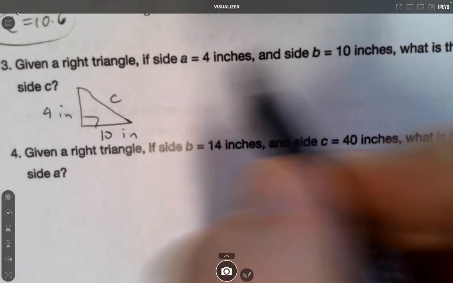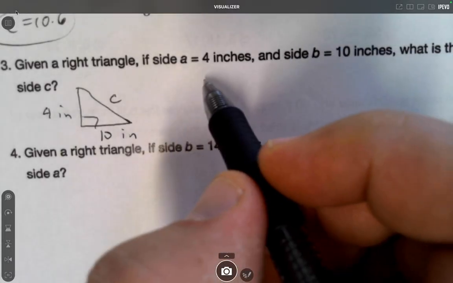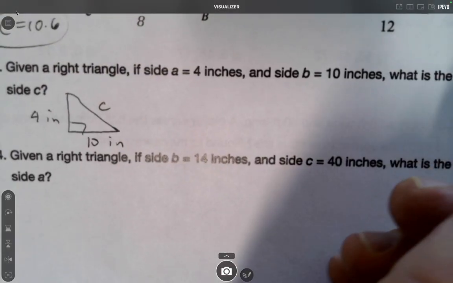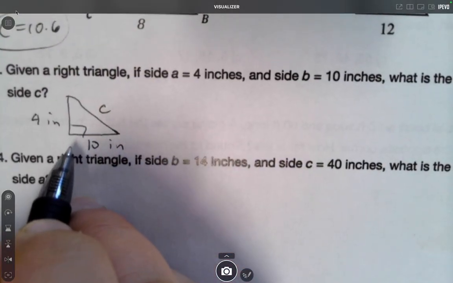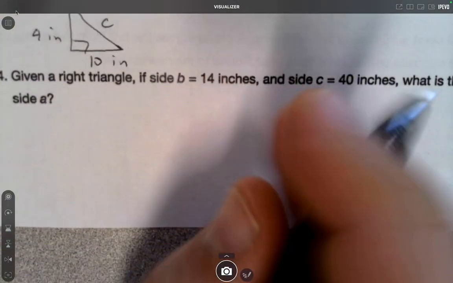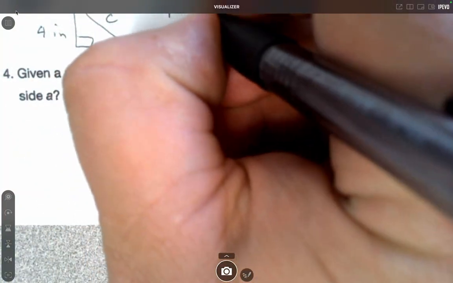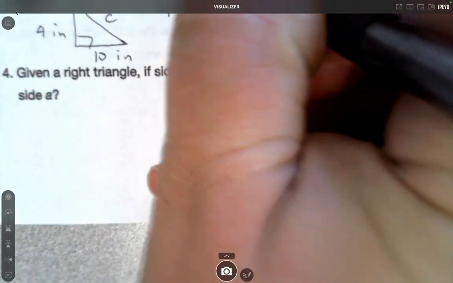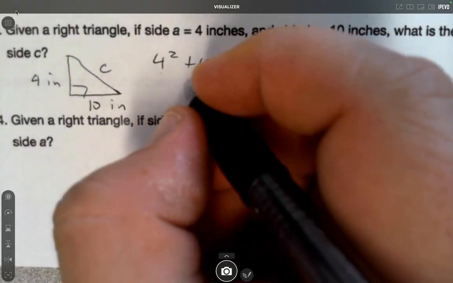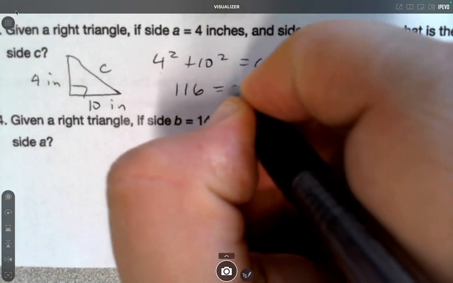Now they can use X and Y, things like that, but when they use A, B, and C, A and B are always the legs, C is the hypotenuse. So this will work very similar to how we did number 1, because it's the hypotenuse we're looking for. So we'll say 4 squared plus 10 squared equals C squared. You can type that in your calculator. 4 squared plus 10 squared is 116.